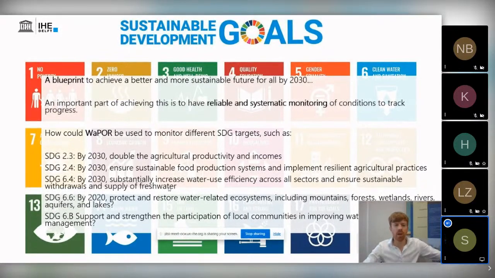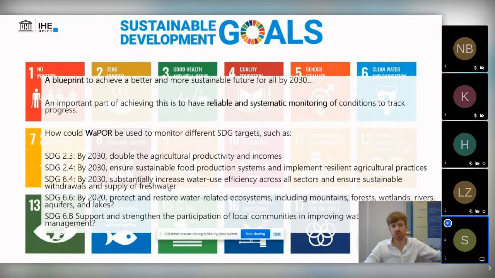In SDG 6, we're talking about the water use part. How can water use and water use efficiency be improved to serve across sectors? So not only in agriculture, but also to serve any other sector that is using water. And really protecting our water-related ecosystems.